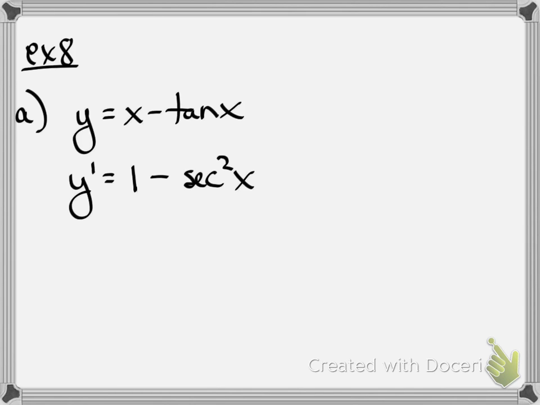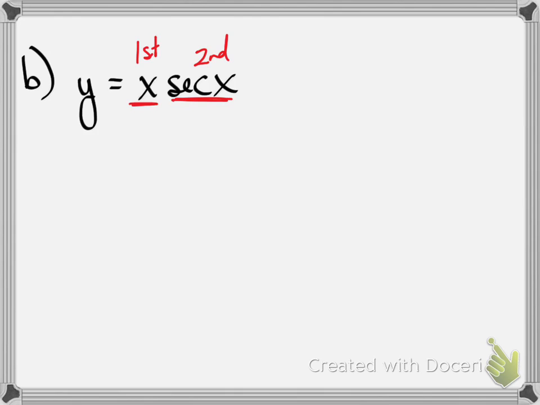B part. What if we want to do the derivative of x secant x? This is a little different. This brings us back to what we learned on Tuesday. This is a product of two different things. This is my first term, my first factor. This is my second factor. So it's a product. We've got to do product rule.